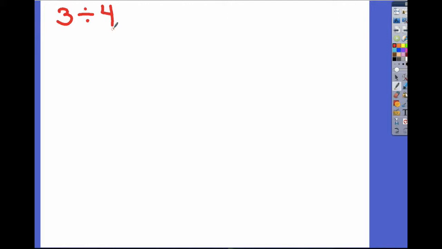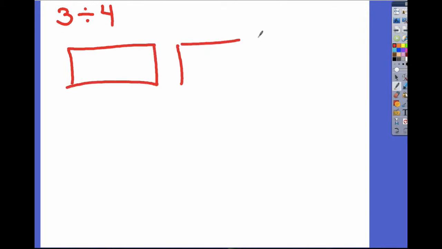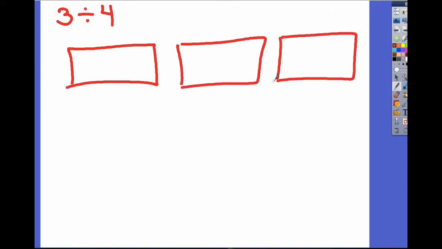3. Let's say I have 3 candy bars. I'm going to divide each one into 4 parts. So I'm going to take 3 divided by 4. So you're going to have 3 boxes. Do this on your page. And how many ways am I going to divide that? You're going to put 3 lines and then 4 parts. Okay, each box is going to be divided into 4.